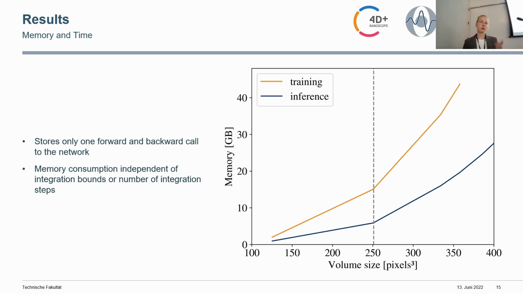The memory that we still see here stems from the fact that we still need to store a single forward and backward call to the network, but what we do not need is a forward and backward call to the entire chain of unrolled iterations. So that means that our memory consumption is basically independent of the integration bounds that we choose and of the number of update steps on the volume.